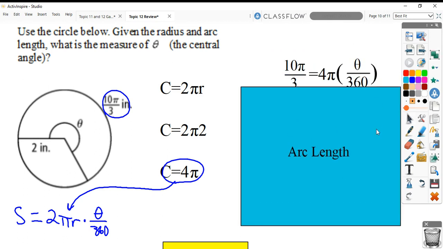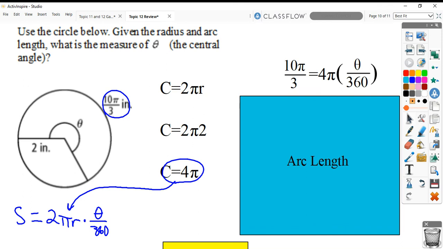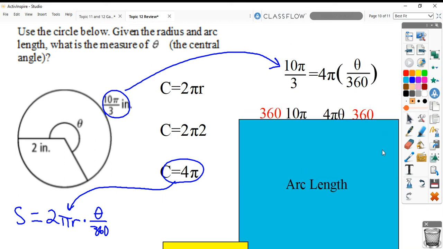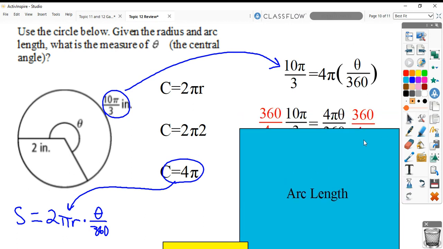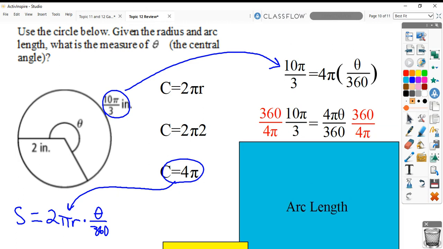We already knew that. But when we're dealing with this equation, it ends up being different because we already have the arc length. That's where this came from. 10 pi over 3 is the arc length. It wants us to find what angle goes with that. So what happens here is we've got 4 pi times theta over 360. If you're multiplying 4 pi times theta, you can just make that 4 pi times theta over 360. That's a perfectly fine thing to do. We want to ultimately end up with theta by itself.